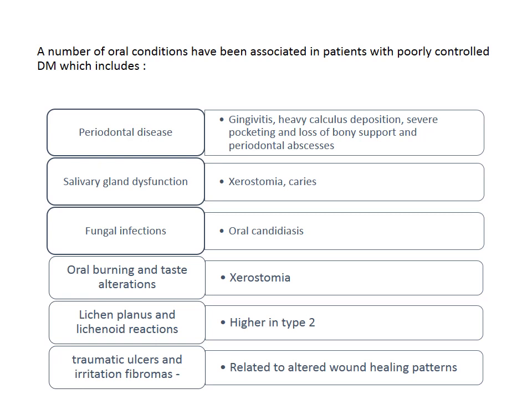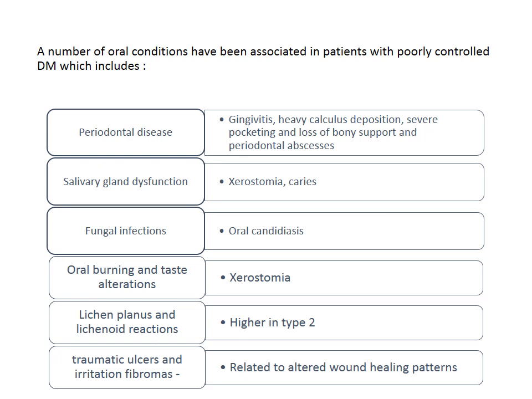So a number of oral conditions have been associated with poorly controlled diabetes mellitus, which include periodontal diseases. In periodontal diseases, that is gingivitis, heavy calculus deposition can be seen, severe pocketing and loss of bony support, and periodontal abscesses in patients with poorly controlled diabetes mellitus. With salivary gland dysfunction, what we see is xerostomia, and caries can be seen.